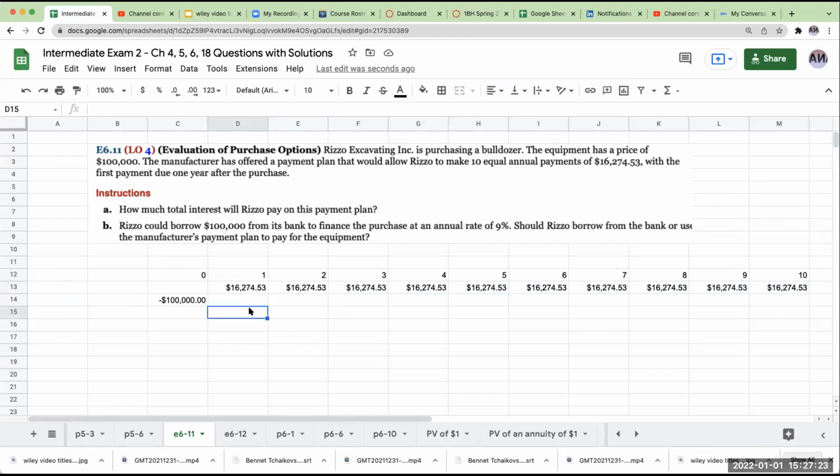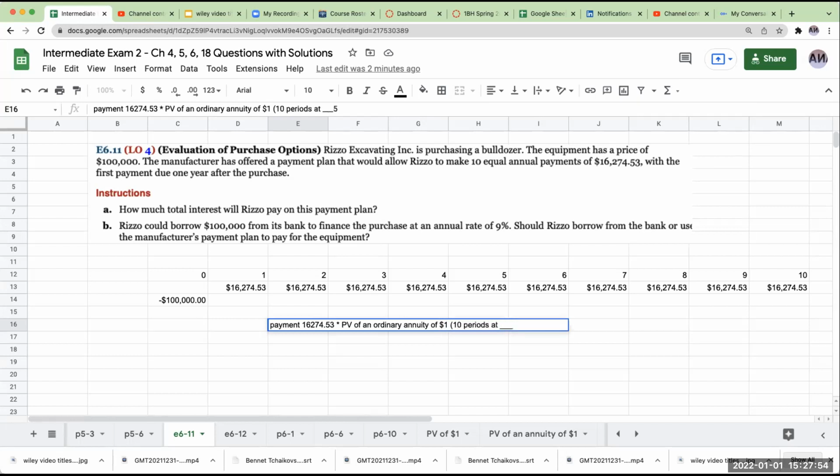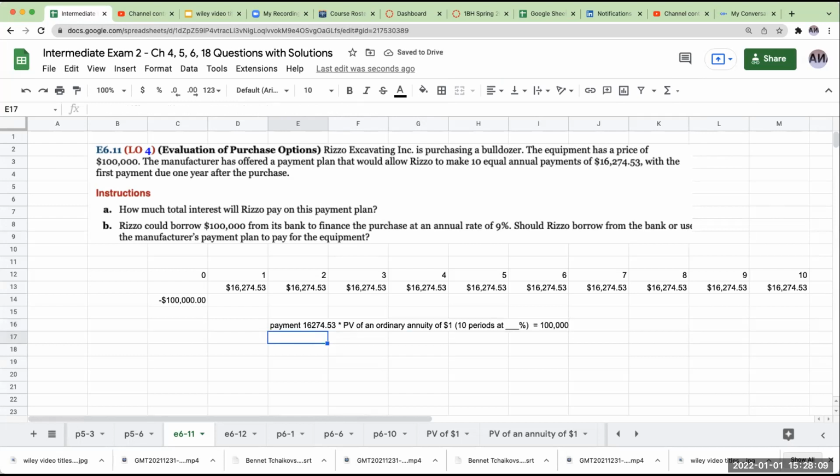So let's think about how we would figure this out. If I take a payment, $16,274.53, I'm going to multiply it by a factor, which is the present value of an ordinary annuity of $1, 10 periods at blank percent. We don't know what the percentage is, but we know the annuity is going to be paid 10 times. This is going to equal $100,000. Again, it's essentially what makes the net present value equal to zero.